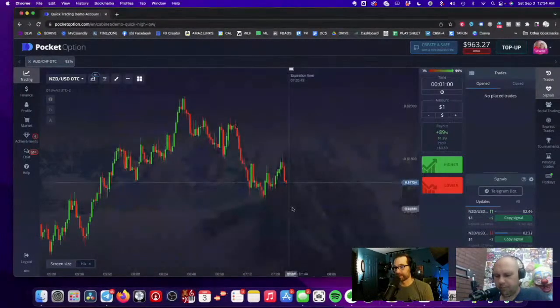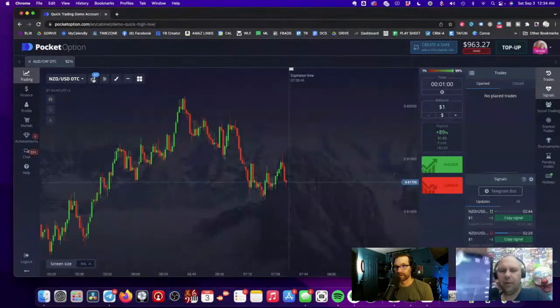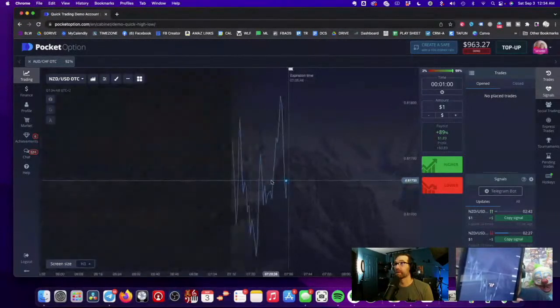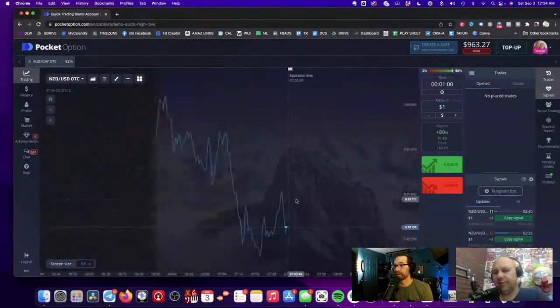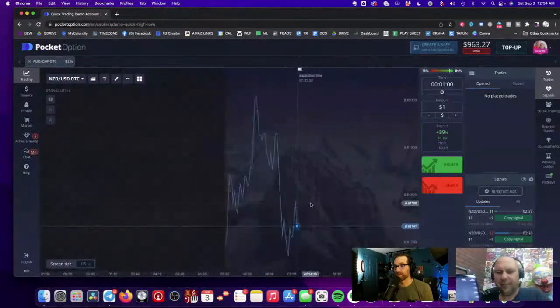So that was a loss. I don't know. That's mine right there. It just kind of shot up right after it. Right after it ended, it shot up.